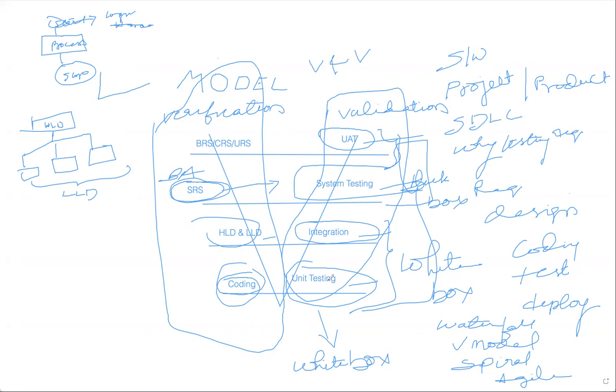Whatever the documents say about the software, whether the documents are ready or not, we do a lot of reviews. That is called verification, like checking whether we are following the correct approach or not. That is the main intention of verification. Validation means checking whether whatever we have already done is working correctly according to the requirement or not. That is the validation part.